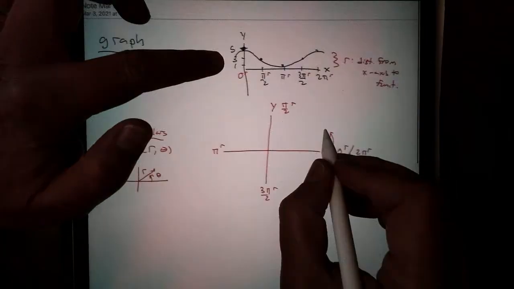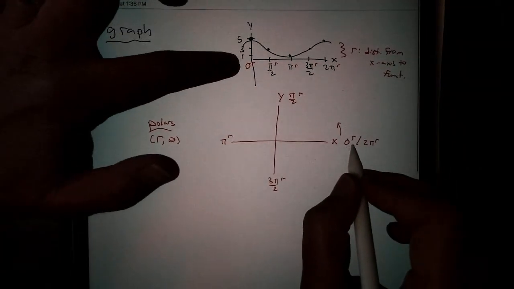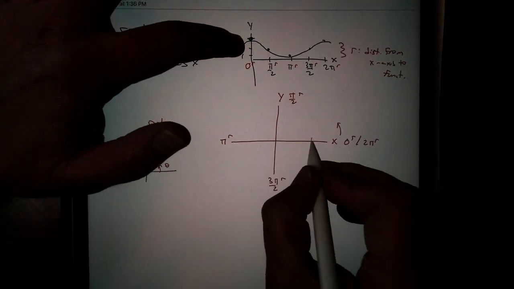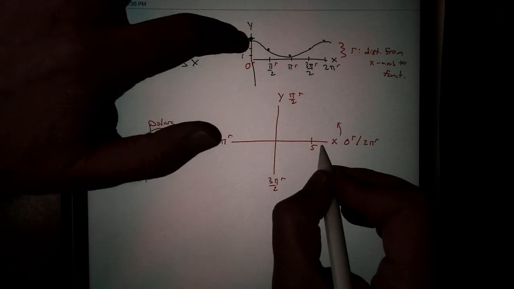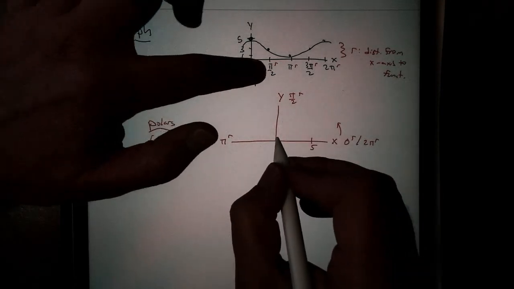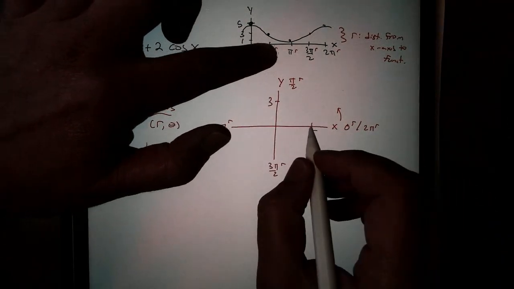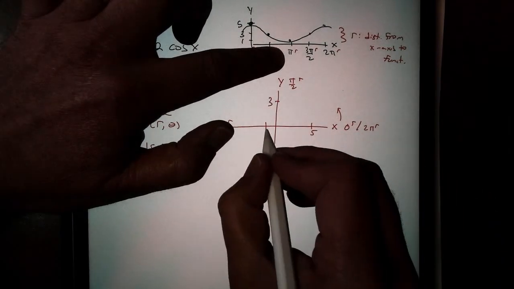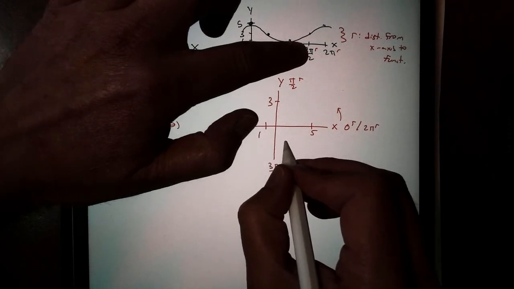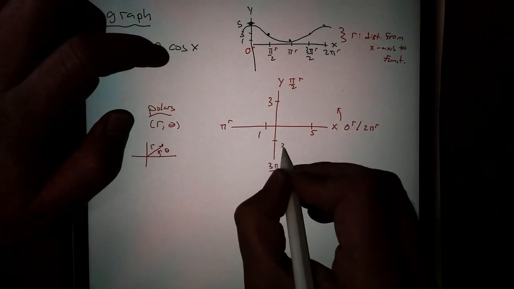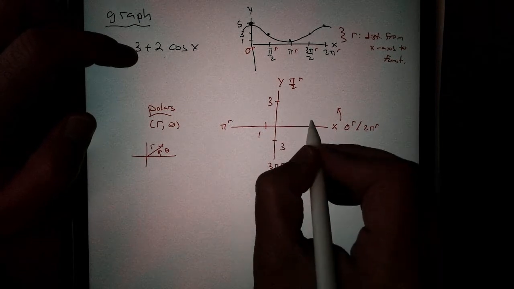So at 0 radians, my radius is 5. So I go out 5. As I move closer, at pi over 2 radians, my radius is 3. And I keep going, now my radius is 1. And then I'm back to a radius of 3. And we remember how to graph these from last year.